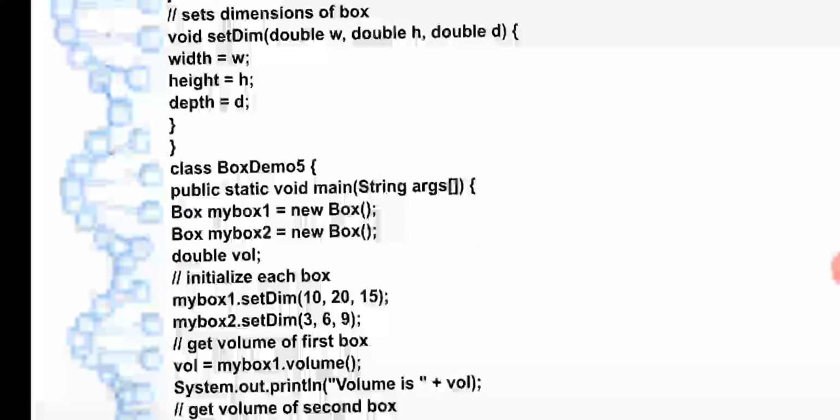For each and every variable, a separate copy of memory will be allocated. That means for my box 1, the values of width, height and depth will be 10, 20 and 15. For my box 2, the second object, the width value will be 3, height value will be 6 and depth value will be 9.